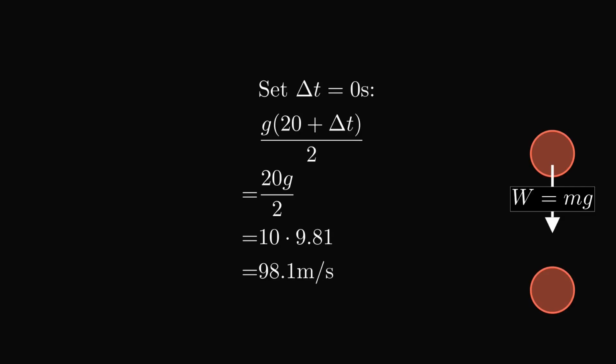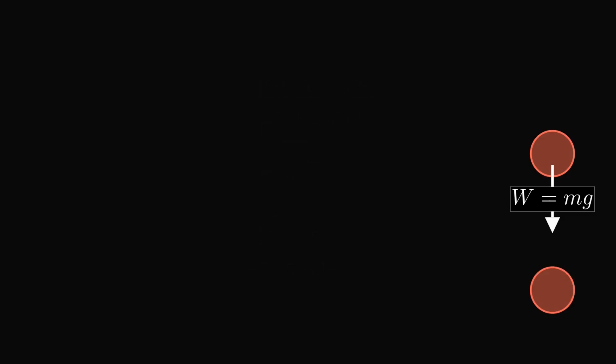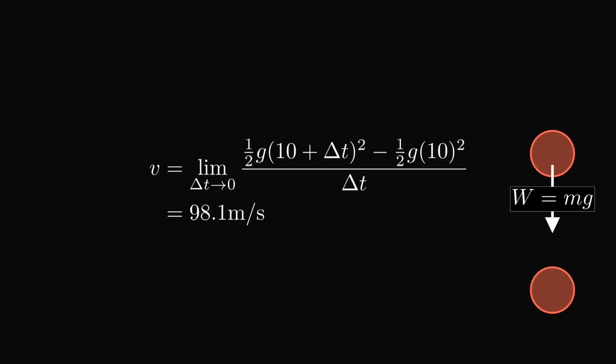What we've done here is we've applied the formula for average speed for a small region near t equals 10 seconds and tried to find what happens when the time interval got closer and closer to 0. In calculus, approaching a value this way is called taking the limit. So we can say that the limit of the average speed as delta t approaches 0 is 98.1.